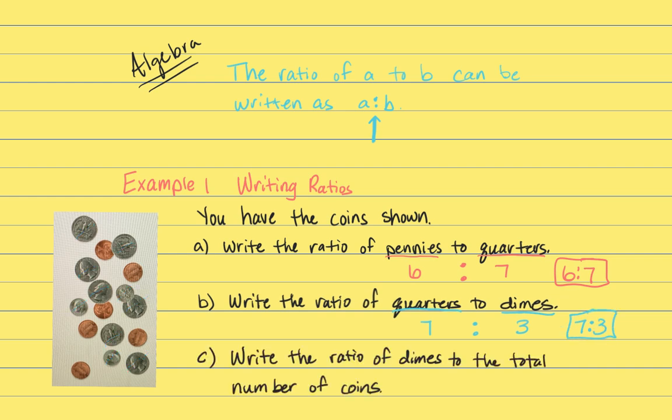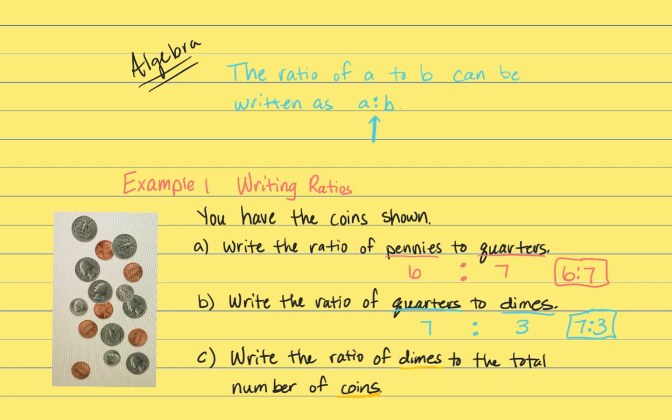Let's do one more. When we get a situation like this, part C says to write the ratio of dimes to the total number of coins. So the 2 comparisons that we're doing, one is dimes and one is just the coins in general.